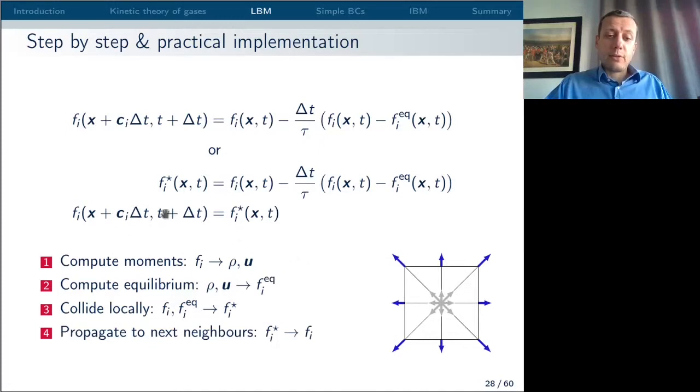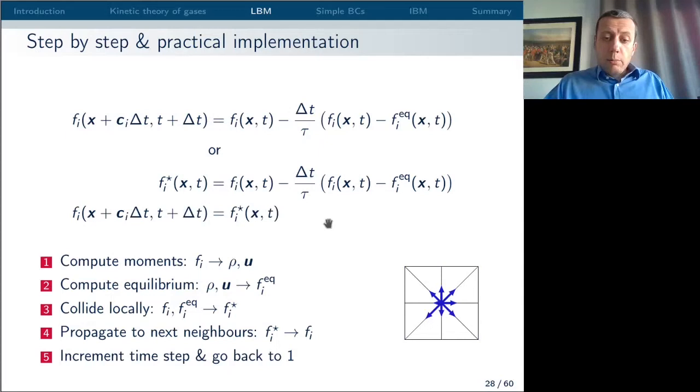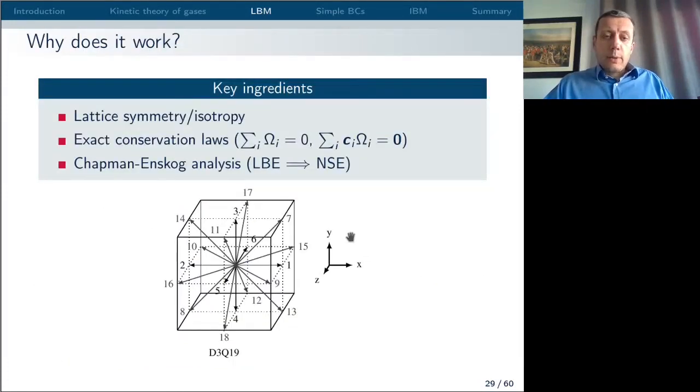And that is described by this equation here. And after that, you increment your time step, and you go back to step 1, and your new f_i becomes your old f_i, and you repeat. That's it. Now the question: why does it work?